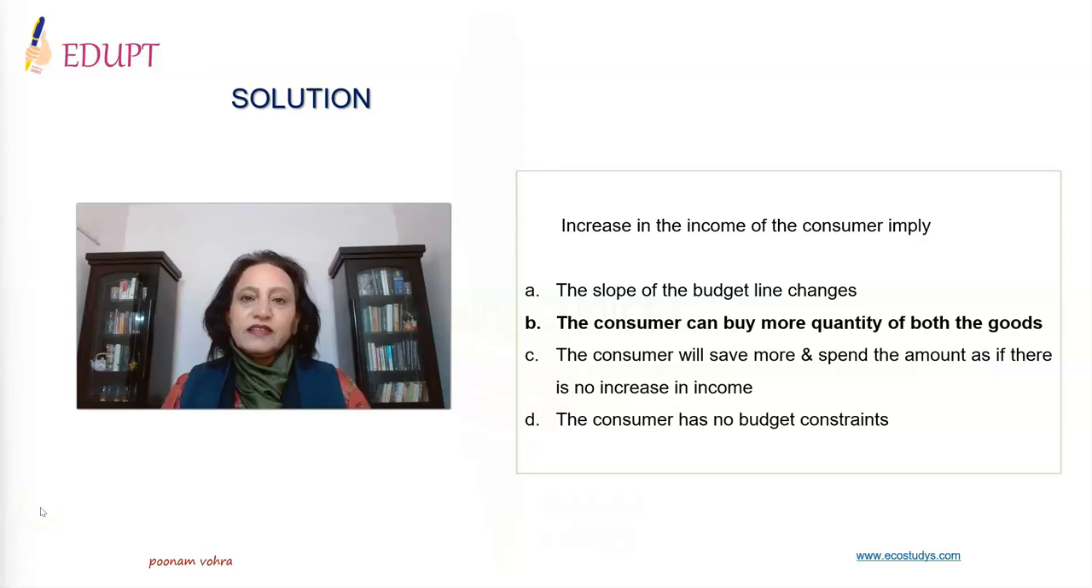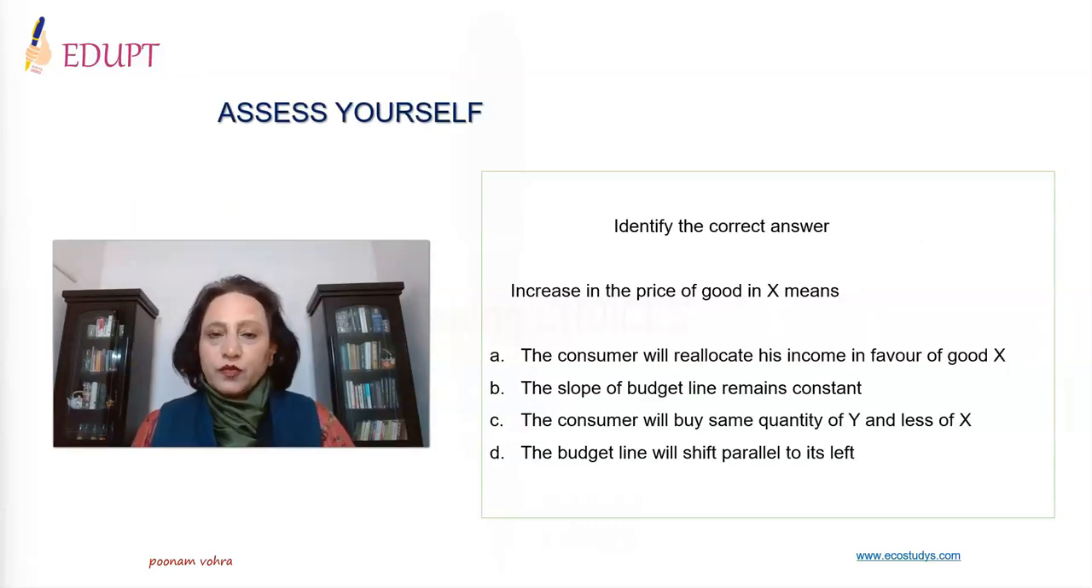Please check your answer. With increase in the income of the consumer, now the consumer can buy more quantity of both the goods. So option B is correct. Now have a look at this question. 4 options are given for a statement. You need to pick up the correct one.